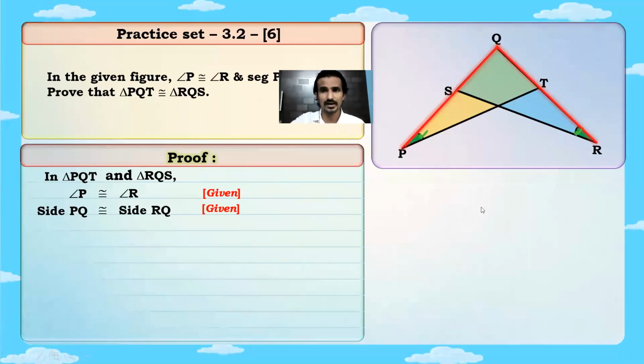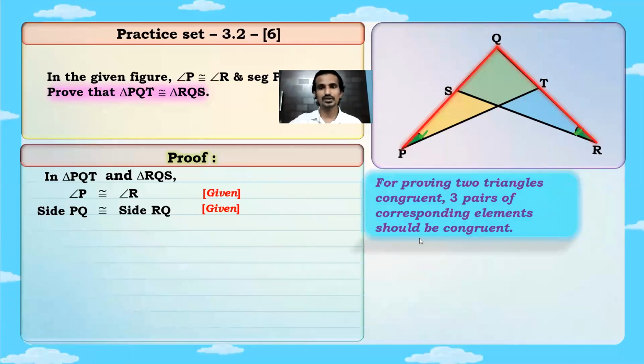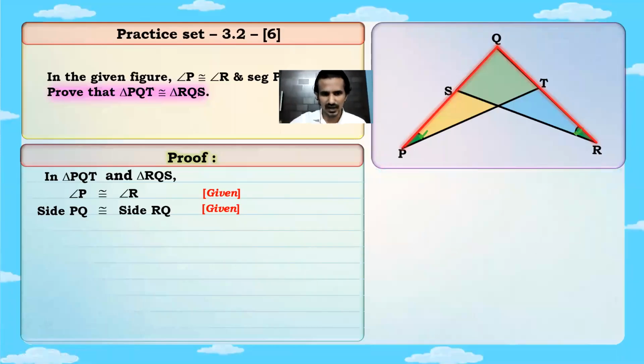But see the third part. Do we have anything else that is congruent? Because the third part is also required. As we know, for proving the triangles congruent, three pairs of corresponding elements should be congruent. We have two pairs of corresponding elements. What would be the third element that is congruent? Yes, I have already got answers from a few of the students, but I want every one of you to answer. Look at the figure and tell me, what do you think? Other than angle P, angle R, and the two sides PQ and RQ, which is the third part that can be equal?